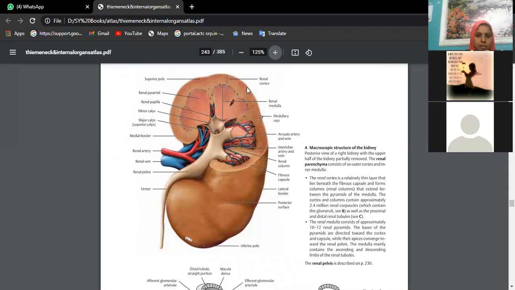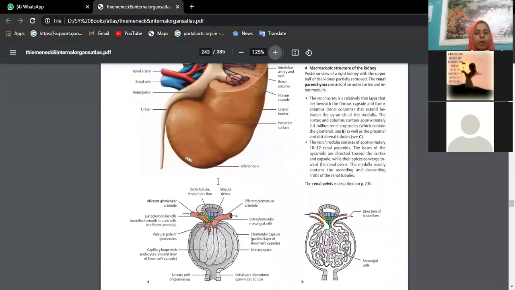Outer area is cortex. We have triangular structures which are called renal pyramids. All these are actually renal papillae. All these renal papillae are opening into the minor calyces. Minor calyces will open into major calyces. Finally you will see pelvis, which continues as ureter. Renal artery will branch inside to form lobar arteries.